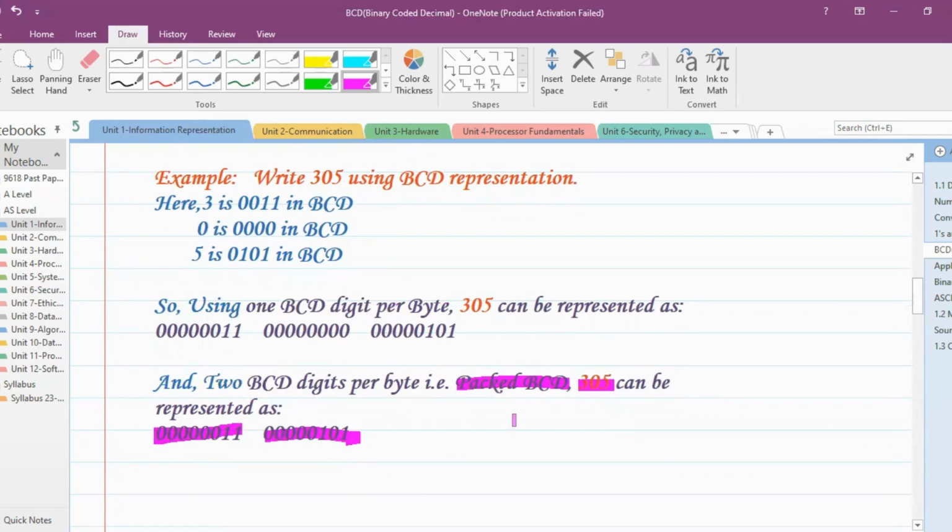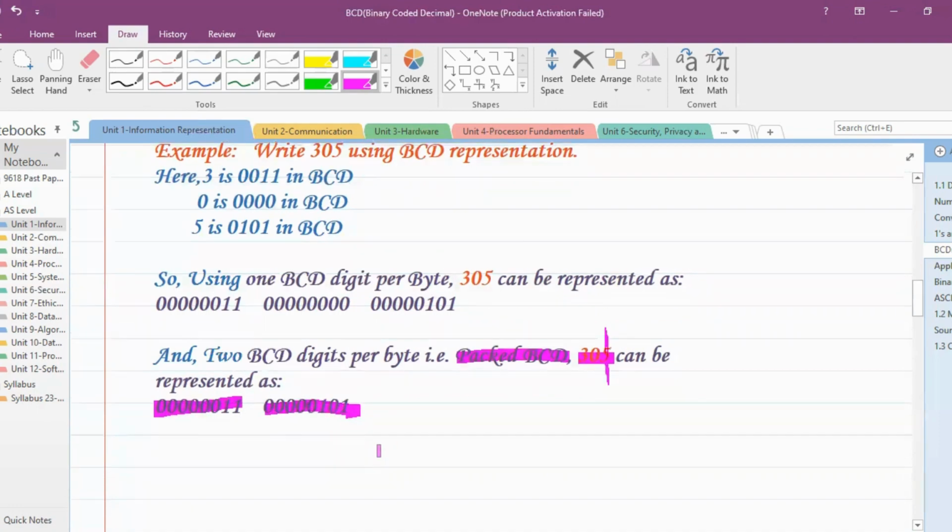For 3, we are writing 0011, and whatever is left, we'll fill it with zeros, because we do not have 4 digits here, we have only 3. So along with 3, we have to fill 4 zeros. However, the next 2 values will be written using 1 byte, where the first 4 bits are for 0, and the next 4 bits are for 5.